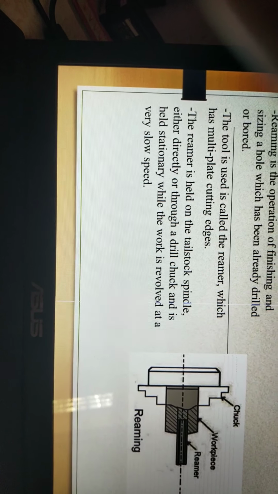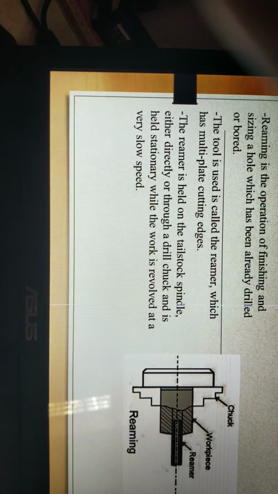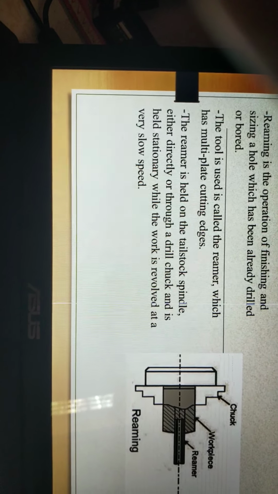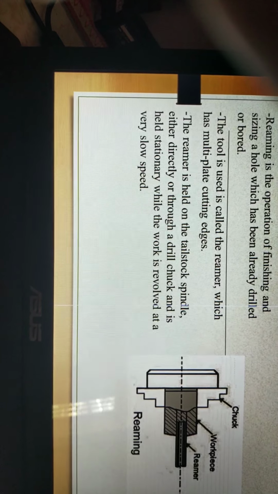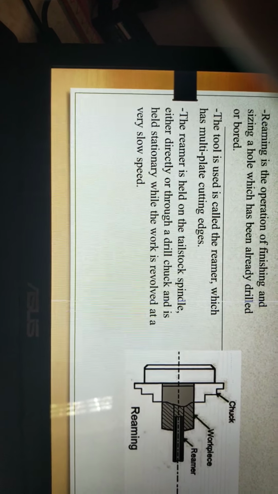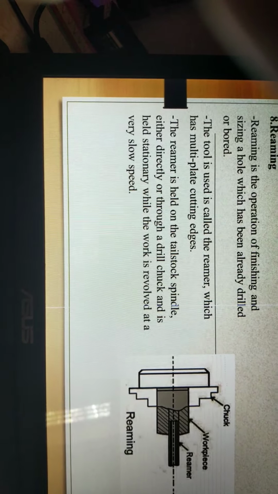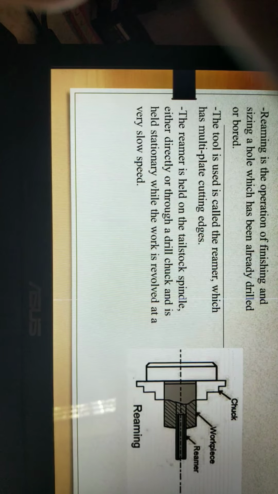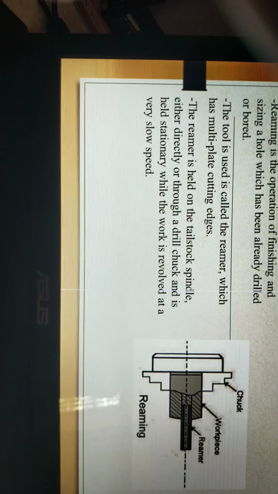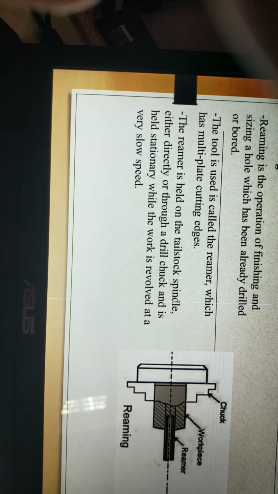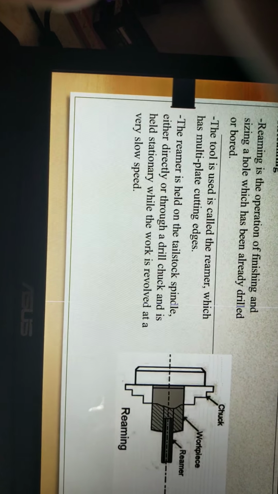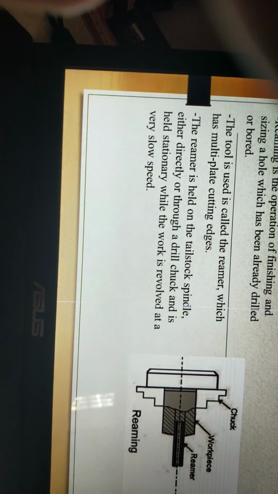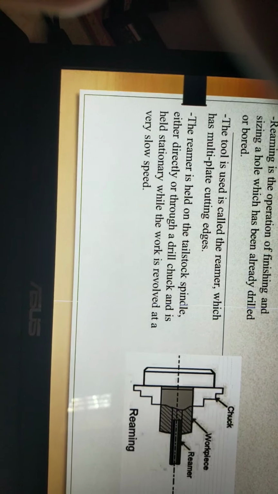Reaming is the operation of finishing and sizing of the hole which has already been drilled or bored. The tool used is called a reamer, which has multiple cutting edges. The reamer is held in the tailstock spindle either directly or through a drill chuck, and is held stationary while the workpiece is revolved at slow speed. And again, the tailstock spindle can be given movement so that it will reach to the end of the drilled hole.